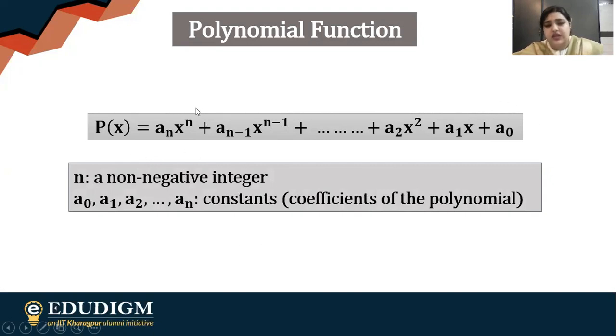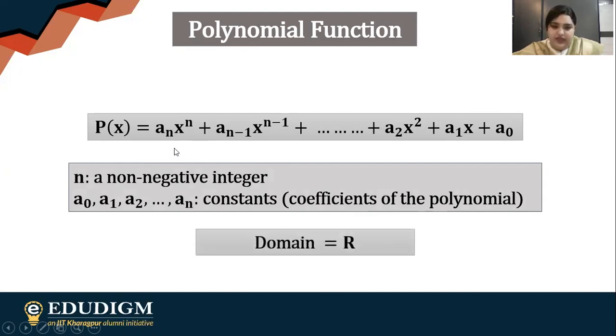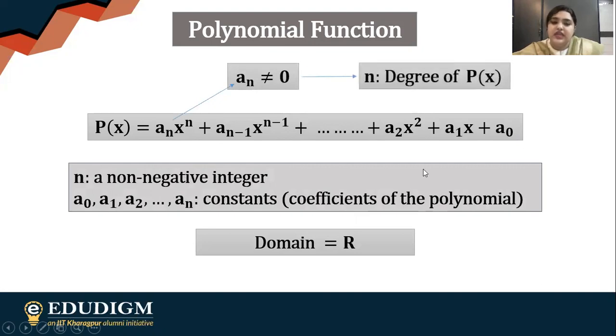Look at this one. If you look at the powers of X, this is the highest power of X which has a non-zero coefficient, all right? And as you understand, it's going to be defined for each and every possible value of X, so the domain is R.